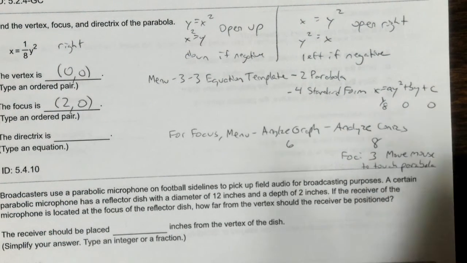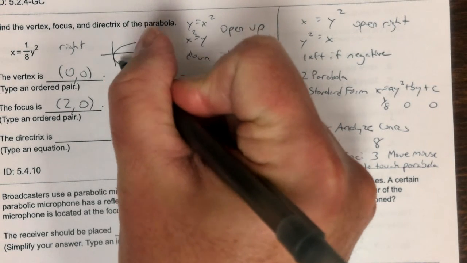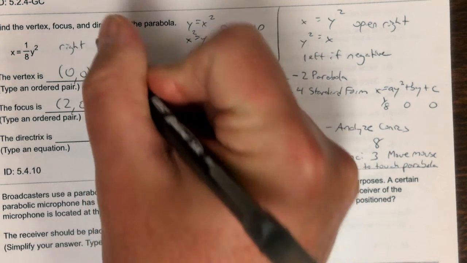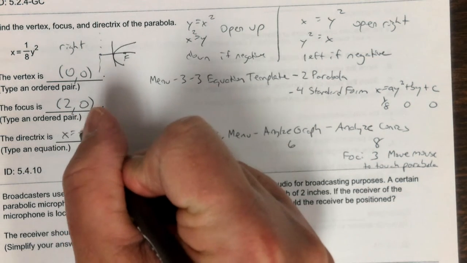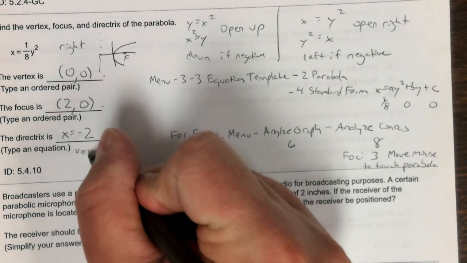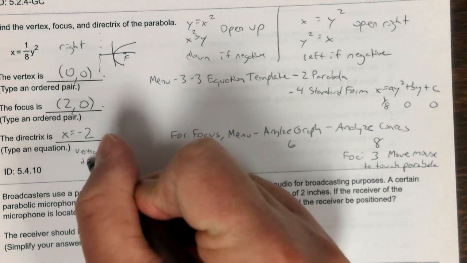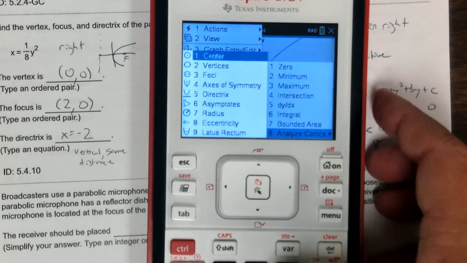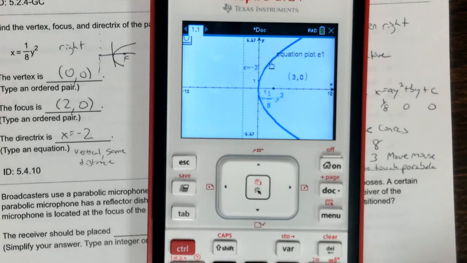Now, hopefully by now you know all you do is, if you have a sketch of it, and if you're going right for your focus, you'd go left for your directrix. So that would be vertical, so it's x equal and the same distance apart. So it's vertical, and then it's the same distance. The other way to do it is menu, analyze, analyze, and then 5 is directrix. And again, touch your parabola, and then you can see x equal -2.